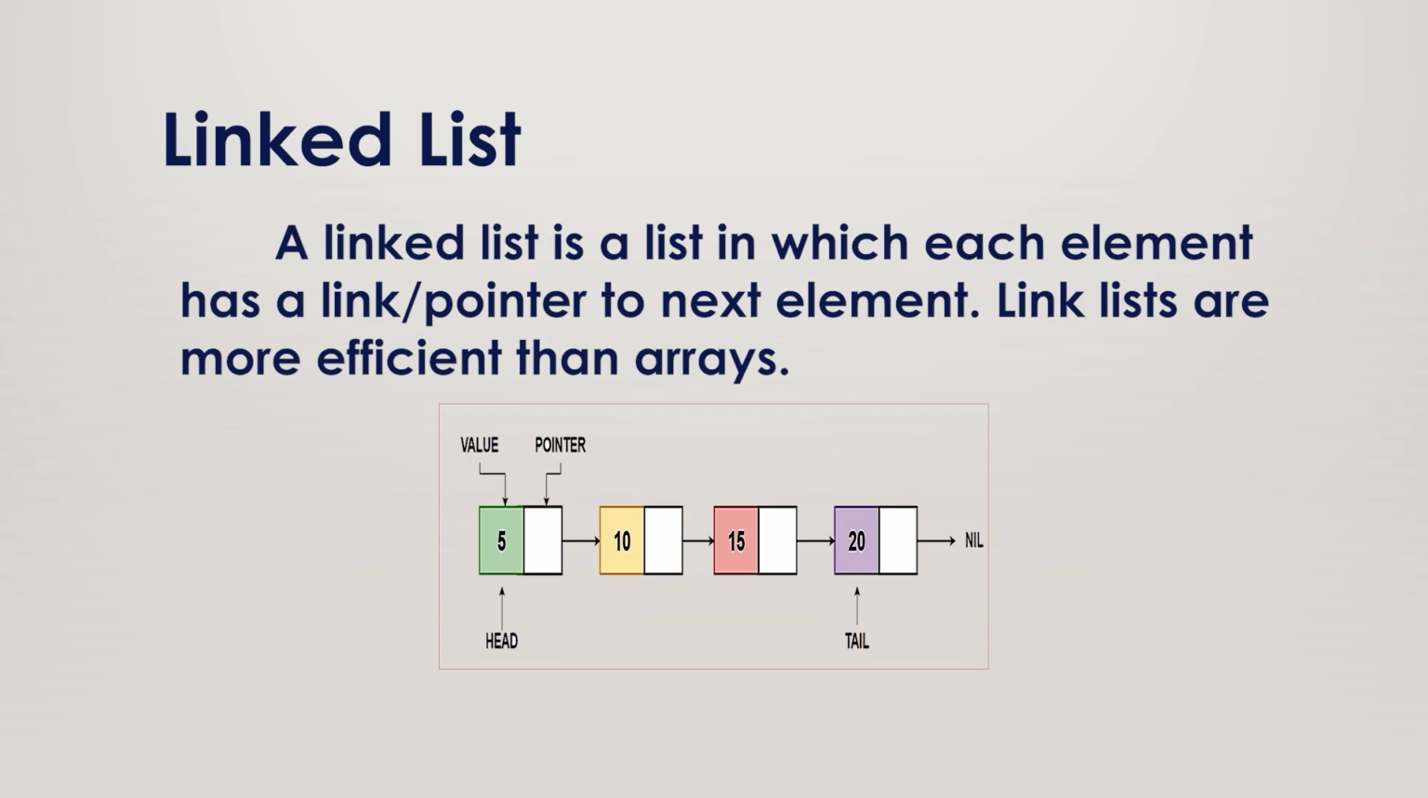You will find that the last element in the linked list is called the tail, and it will point to nothing. Nothing means its pointer value will be nil. The first element will be assigned a pointer called head. So head will always point to the first element and tail will always point to the last element.